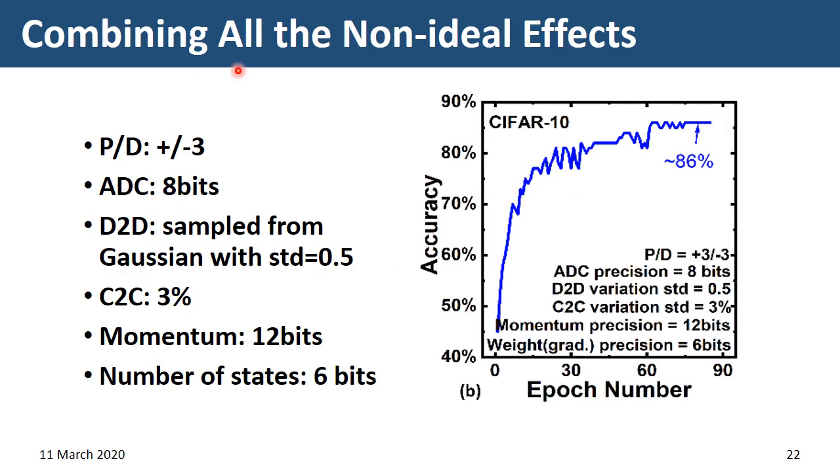Combining all the non-ideal effects, this is the final training performance. Assuming a nonlinearity or asymmetry of positive 3, negative 3, ADC precision of 8 bits, device-to-device variation of 0.5, cycle-to-cycle variation of 3%, momentum of 12 bits, and number of device states of 6 bits, this is the training performance. Eventually, we can get 86% accuracy, which is reasonably good considering we combine all those non-ideal effects.